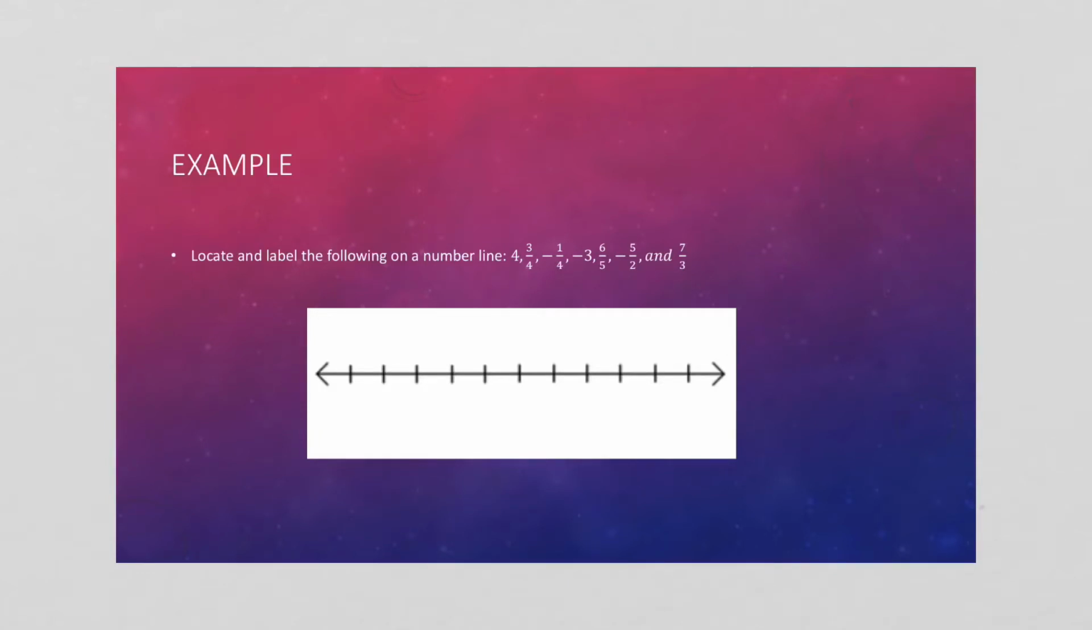Okay, so it's really important that you are able to locate and label a number on a number line. What I usually do with all of my fractions is I turn them into decimals, and then it makes it a little bit easier to plot them on a number line. So 3/4 is 0.75. -1/4 is -0.25. 6/5 is 1.2. -5/2 is the same thing as -2.5. And 7/3 is the same thing as 2.3 repeating.